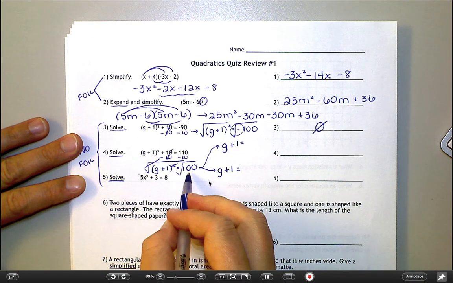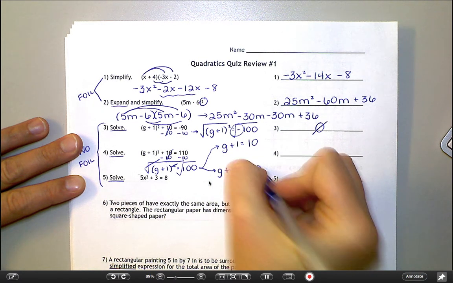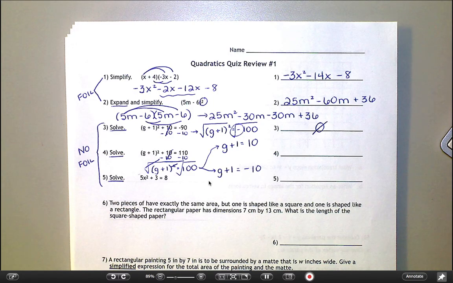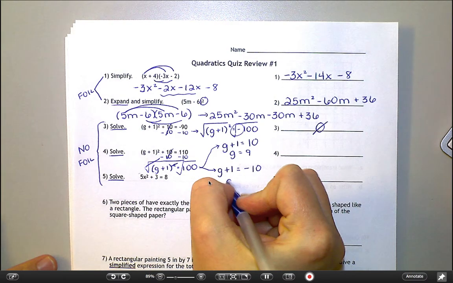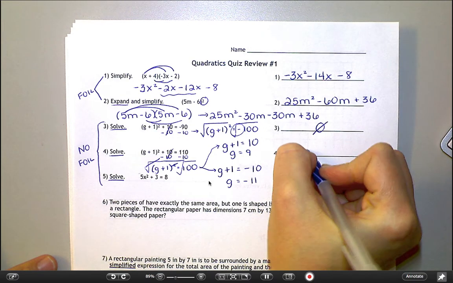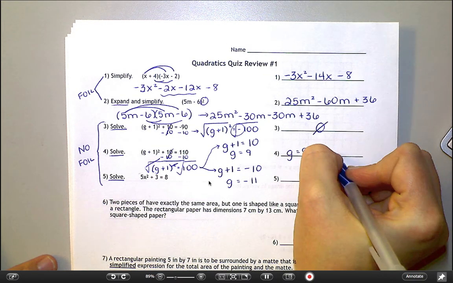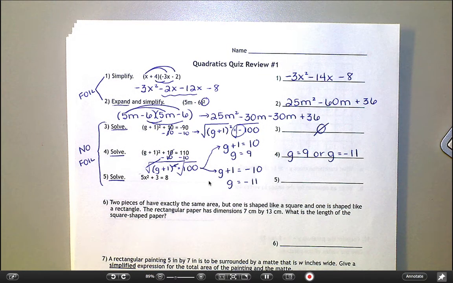Okay, but then the square root of 100 could be 10 or it could be negative 10. Okay, and then I'm going to solve each of those separately just by subtracting 1. So here's g equals 9, and this would be g equals negative 11, and that's what my answer would look like. g equals 9, or g equals negative 11. Okay?